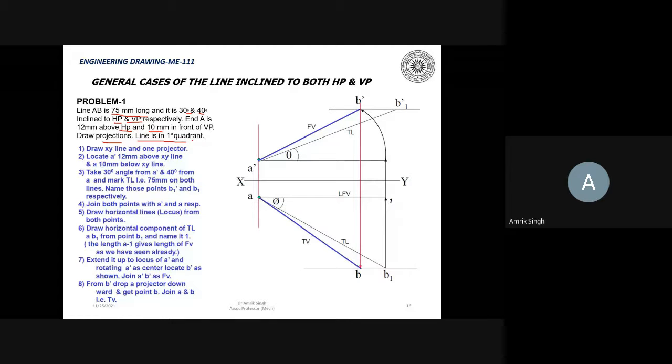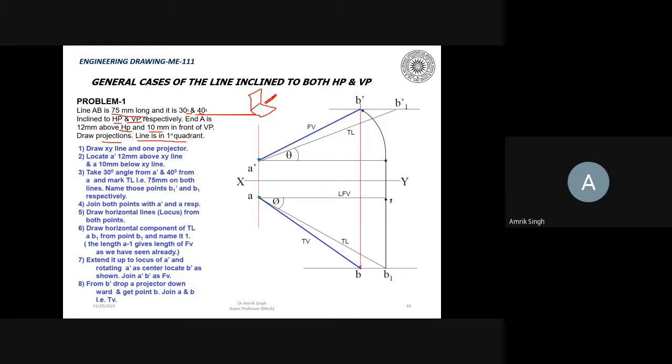So this is given. To start with, you have to imagine that it is in the first quadrant. This is the first quadrant. So the line is inclined 30 degree to HP, so it is like this. You have to remember that slide which we have shown. Now first of all, these are the steps given.